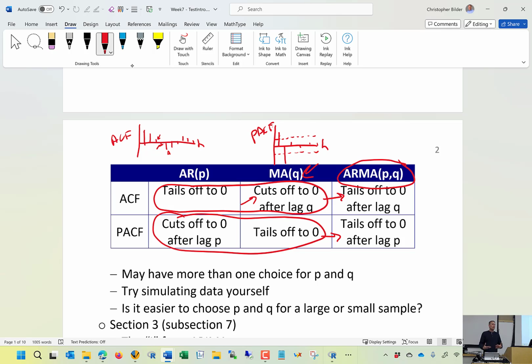Now, as you might expect, for a sample itself, depending upon what your sample size is, it might be a little bit difficult to figure out whether this pattern is occurring or not. Also, what makes it difficult is deciding when the tailing off to 0 is actually occurring. Is it lag 1? Is it lag 2? Is it lag 3? It can be difficult to make that decision.